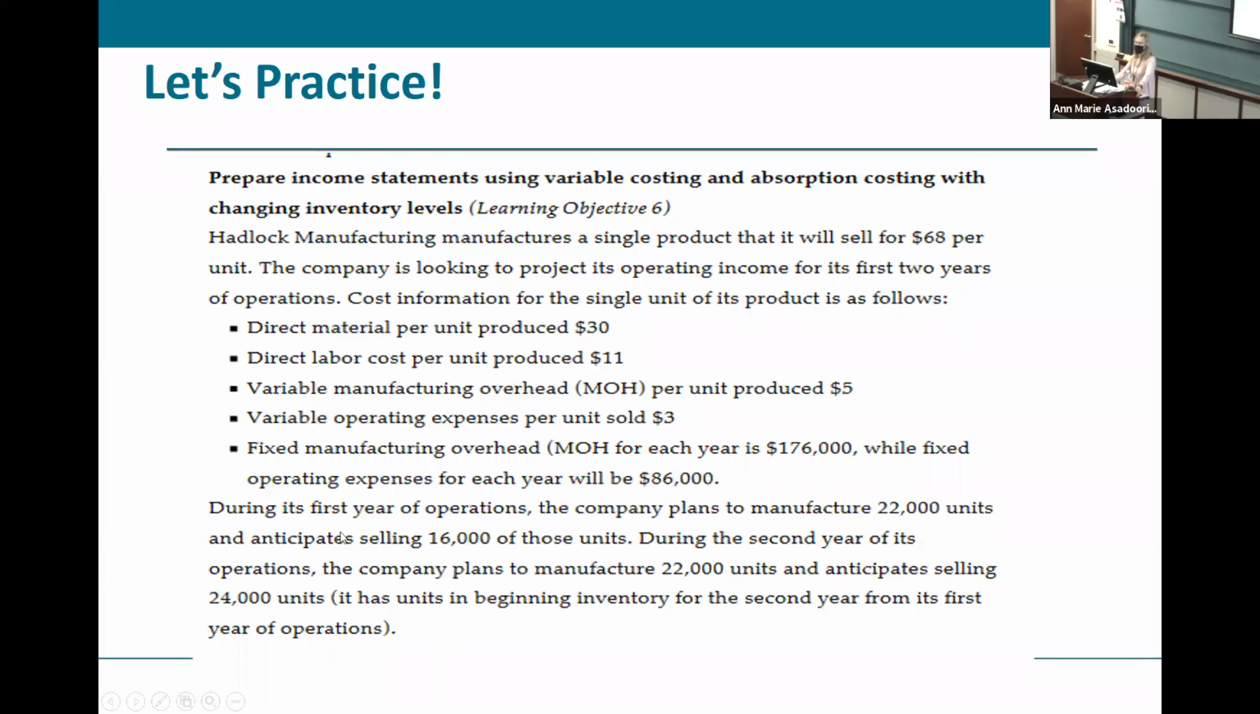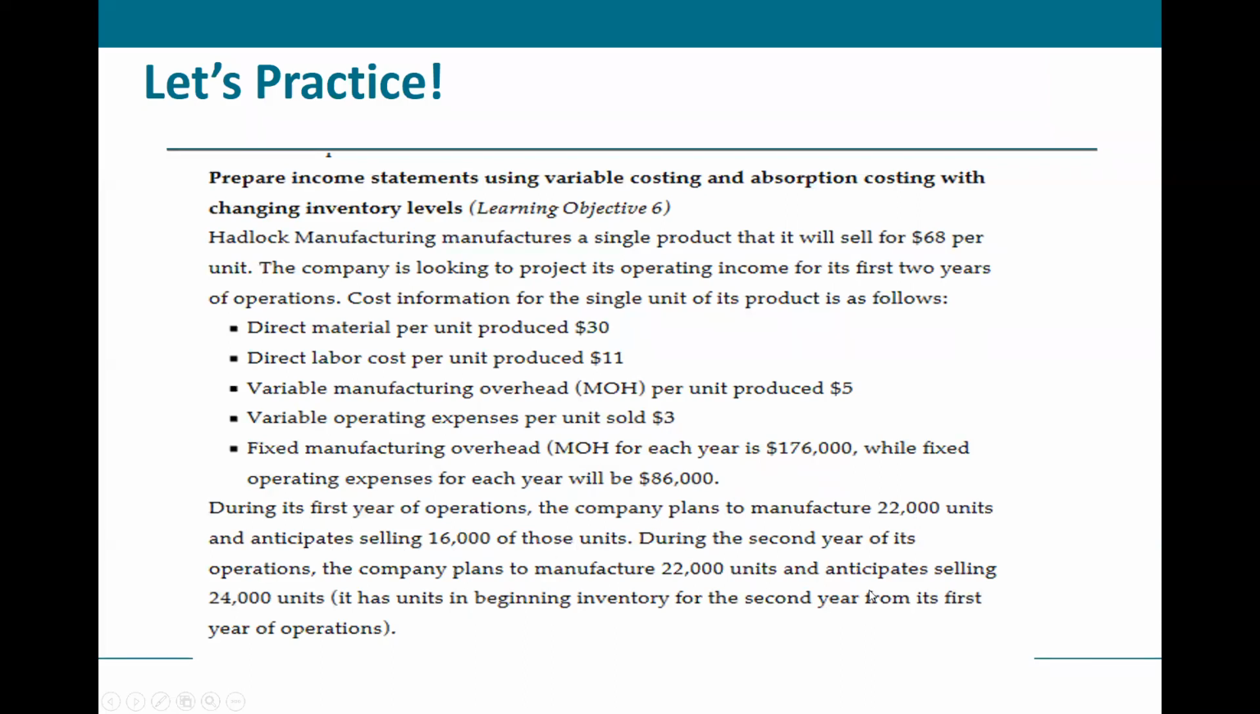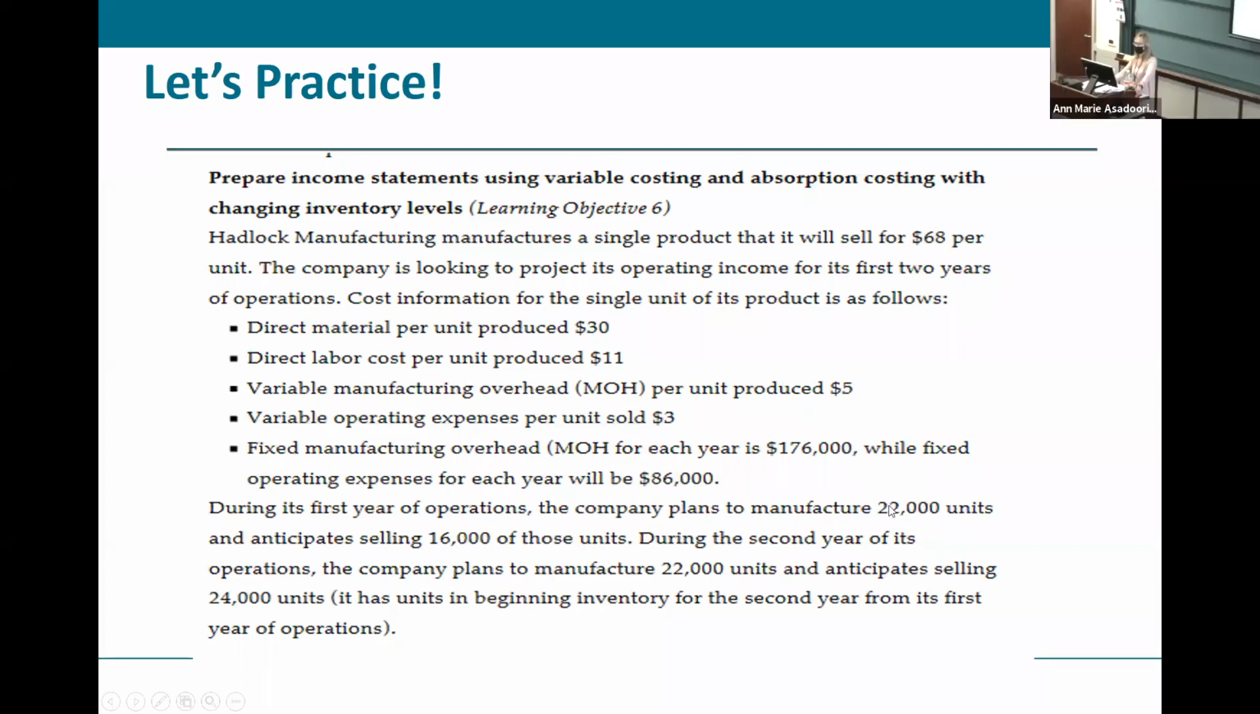All right, so during the first year of operations, the company plans to manufacture 22,000 units and anticipates selling only 16,000 of these units. So we are going to produce more than what we are going to sell. So that means net income should be higher under which of these 2 income statements that we prepare.